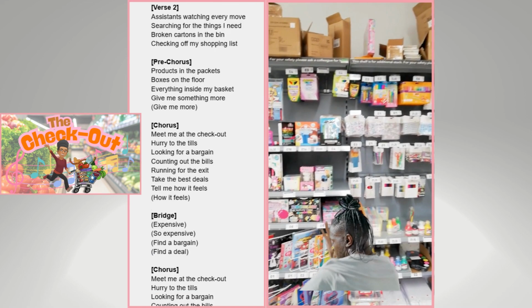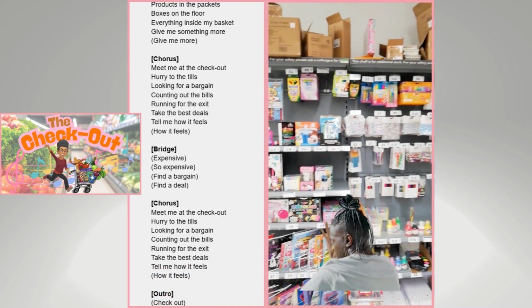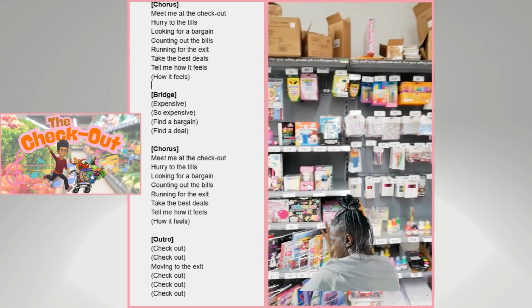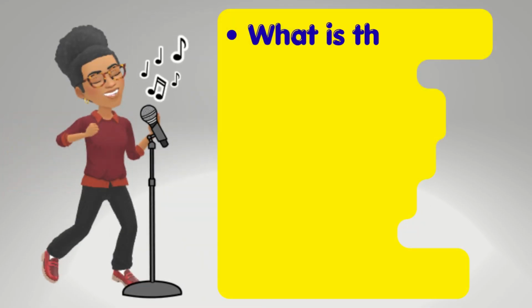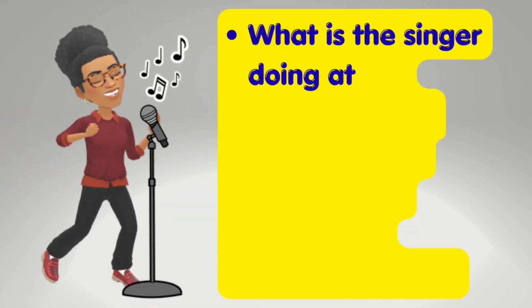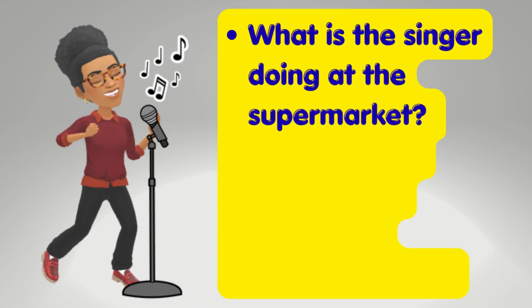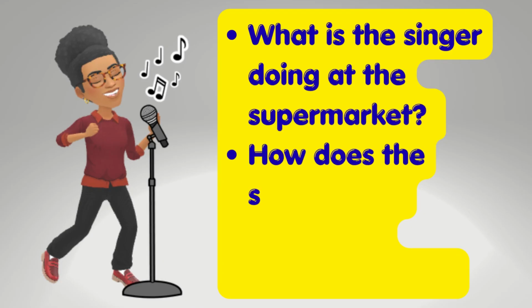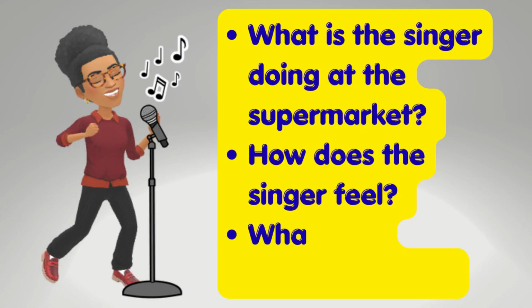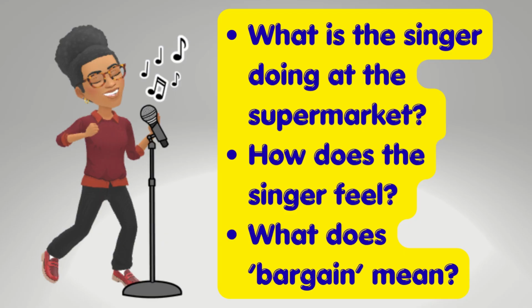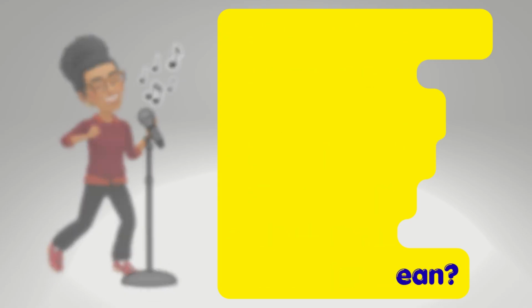After listening, focus on meaning, not form. Ask questions like, what is the singer doing at the supermarket? How does the singer feel? What does bargain mean? Here you would elicit the answer. For instance, if something is very cheap but good value, it's a... bargain.